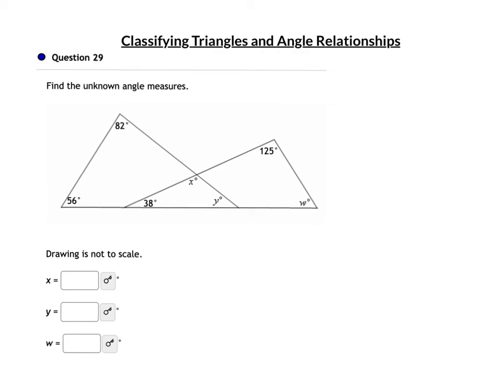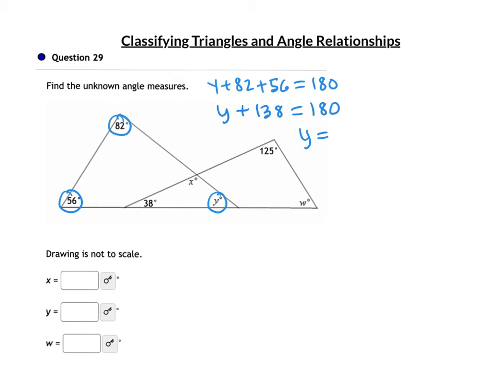More triangle sum questions. Y, 82, and 56 all add to 180. Y plus 138 is equal to 180. We subtract 138 from both sides, we get 42. So y is 42 degrees.